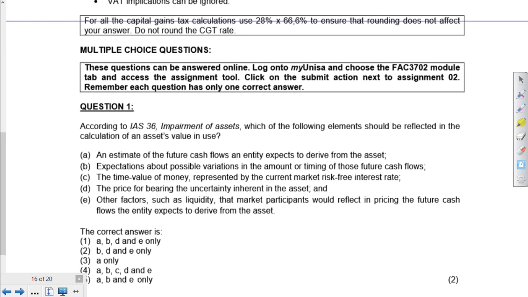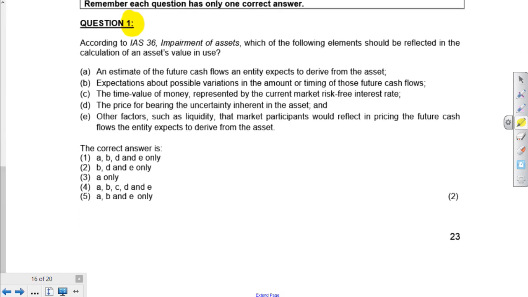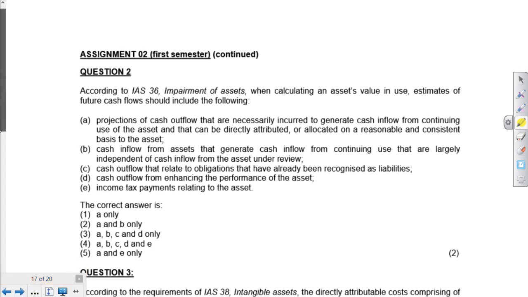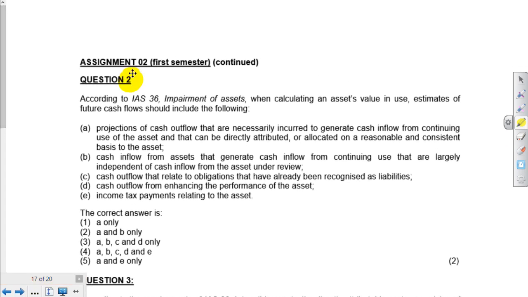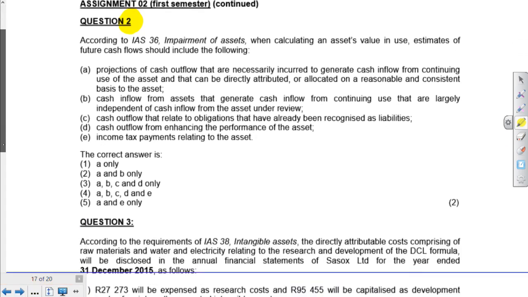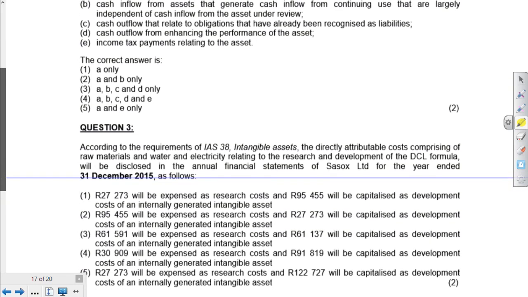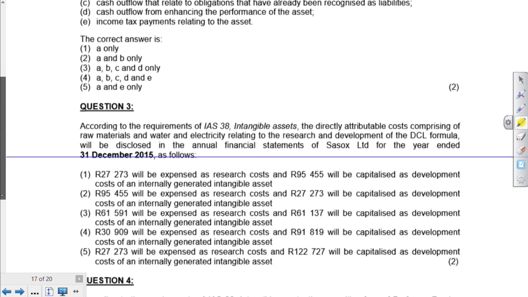Question 1 we can do. Question 1 is a little theory question on impairment. What is value in use, I think, is a question there. Then question 2 is again IAS 36 impairment. That one we can do. This one, question 3, is about intangibles. We'll do that one next week.